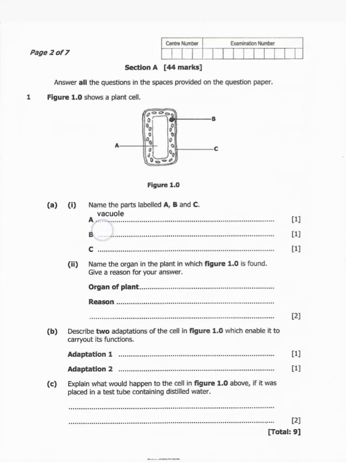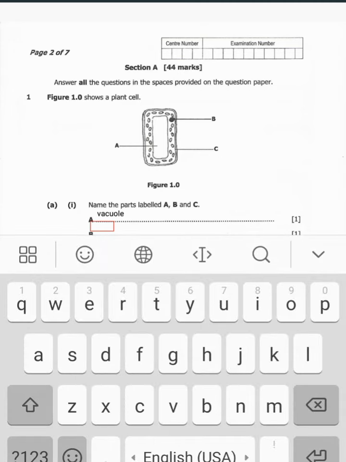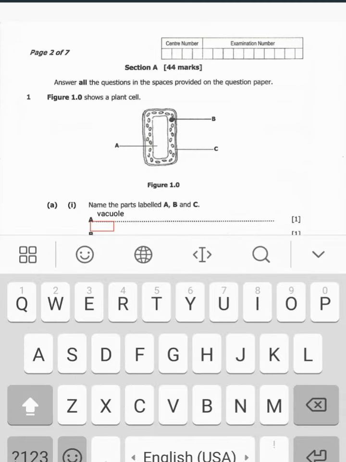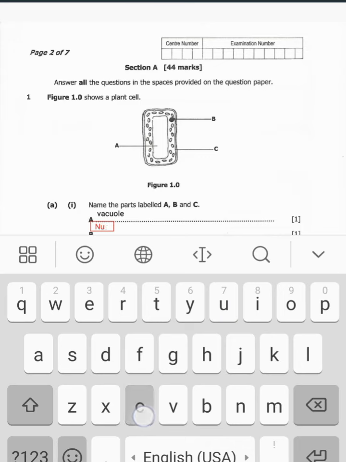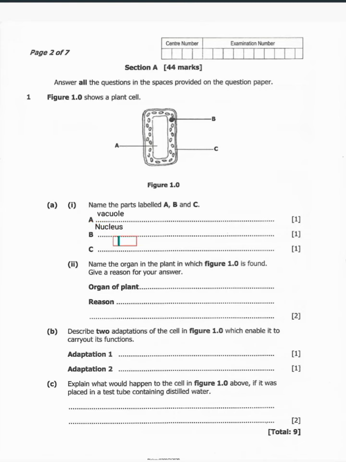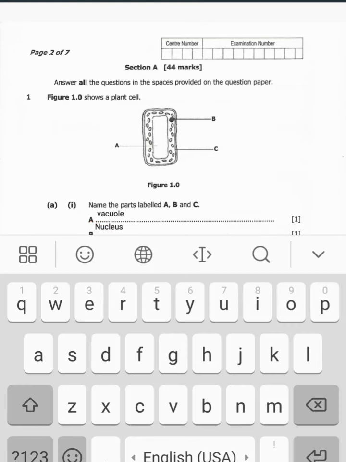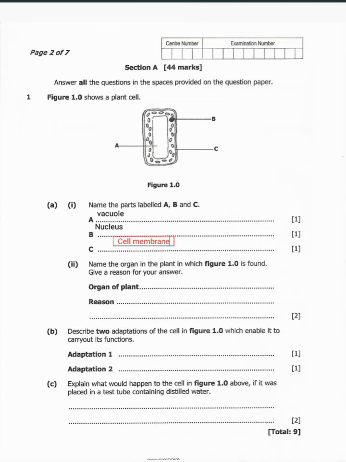Okay, so let me just write it properly so that we're able to see. So B is a nucleus. We basically know the function of the nucleus, because the nucleus is the one that controls all cell activities. Then we come to C. C, we have seen, is a cell membrane. So, cell membrane. All right, I hope it is very clear when we are trying to answer this one.